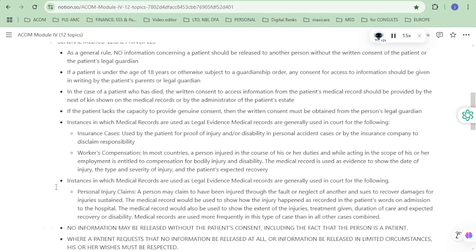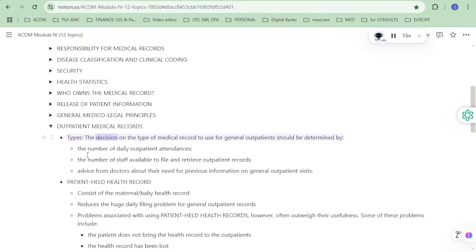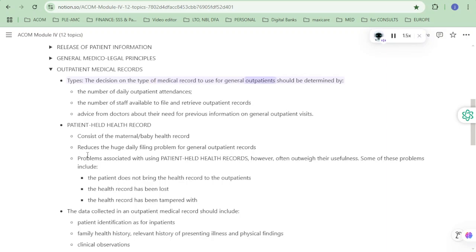Outpatient medical records. Types. The decision on the type of medical record to use for general outpatients should be determined by the number of daily outpatient attendances, the number of staff available to file and retrieve outpatient records, and advice from doctors about their need for previous information on general outpatient visits. Patient-held health record. Consist of the maternal/baby health record. Reduces the huge daily filing problem for general outpatient records.